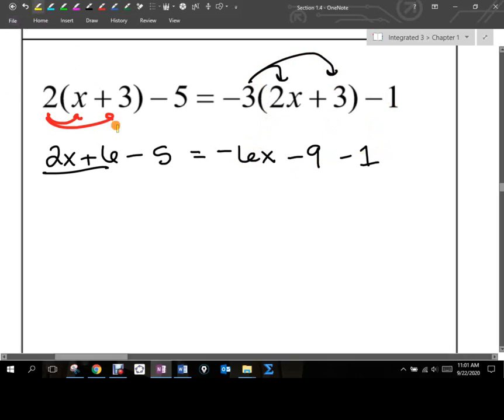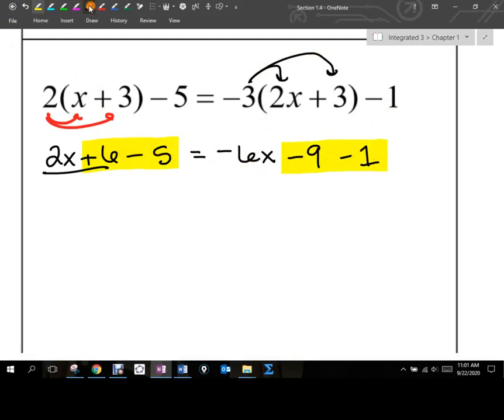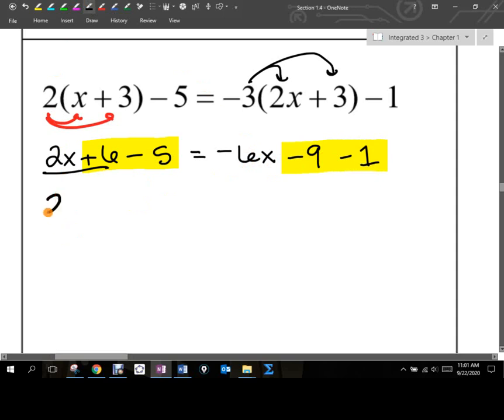Okay, so what I like to do on each side is I just like to highlight my like terms. Okay, those are like terms. Those are like terms, right? Things that are like terms get combined. So what are those going to turn into? What's this going to turn into? Plus 1. And what are these going to get turned into? Negative 10. Okay. Now what are you going to do?